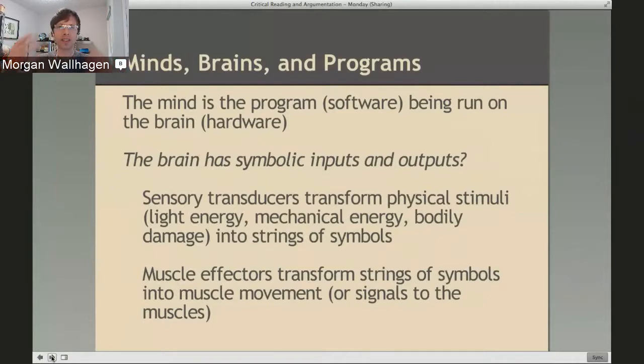So you can think of the eye and the skin and the ears as converting physical energy into sequences of ones and zeros, or whatever, with the nervous impulses. And then your muscle effectors, the nerves that go from the brain to the muscles, are converting strings of symbols into muscle movements, or whatever. Okay.